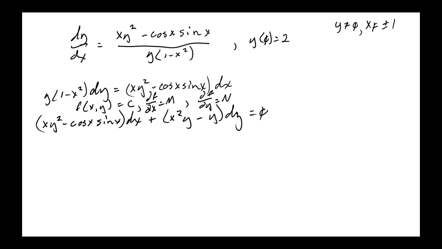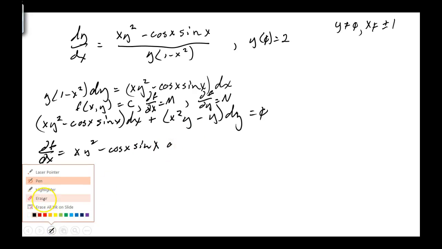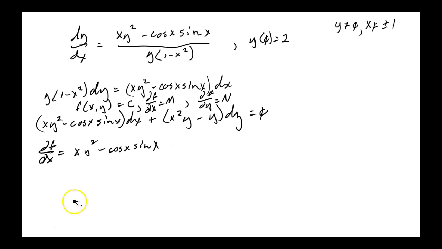Now, we start with one of those two pieces. You tell me which one you want to use. M? Okay. He's sold on M. So what we're going to say is the partial of f with respect to x is equal to xy squared minus cosine x sine x. No, what's going on with the dx? That doesn't go there. That's the M part.